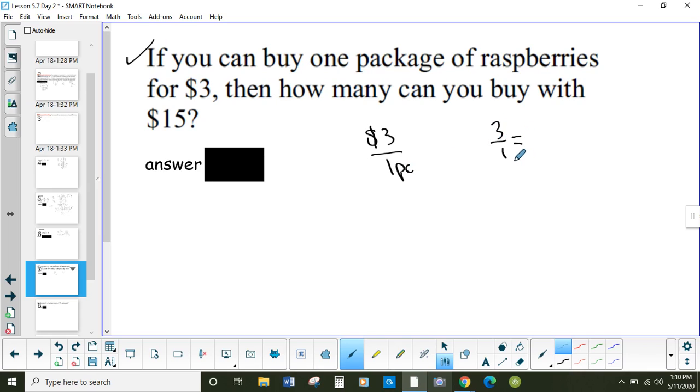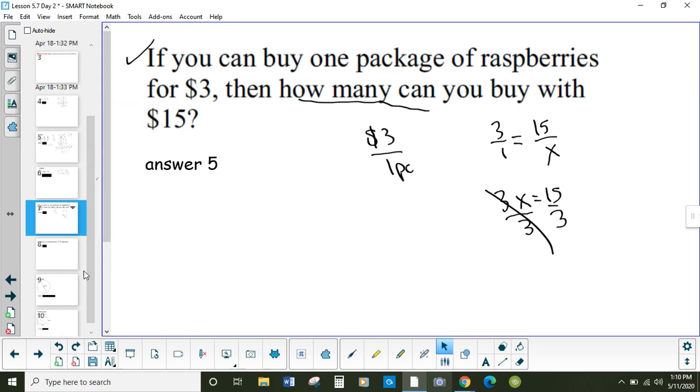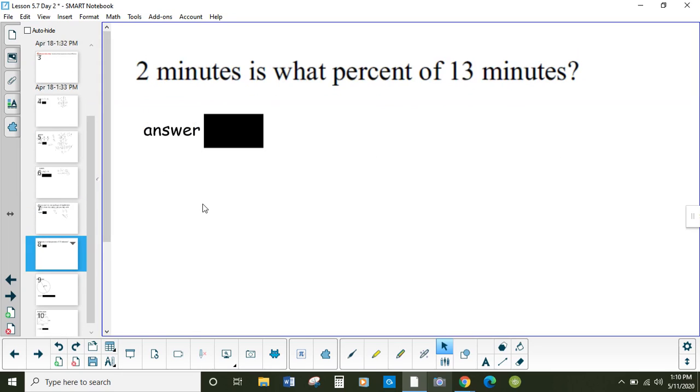That should be proportional, equal to $15 over how many packages? Because we want to know how many you can buy, right? So then we cross multiply and divide, and we get our answer of 5. Pause the video, answer this question.